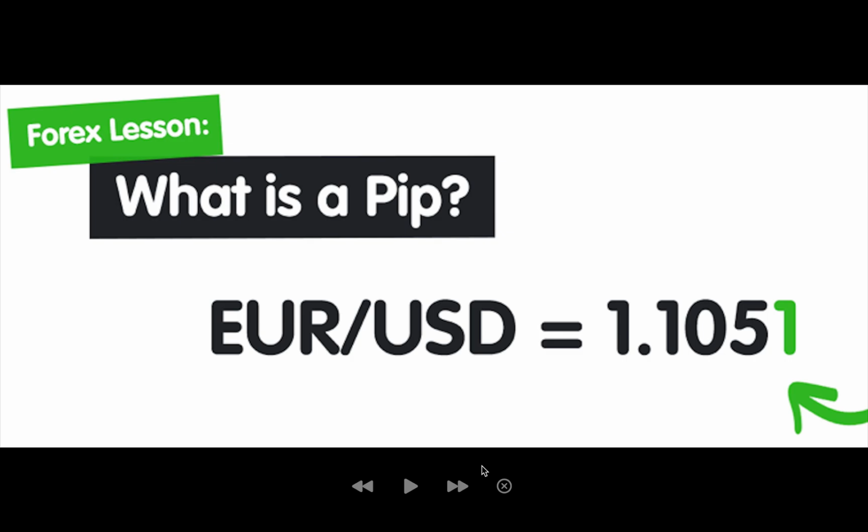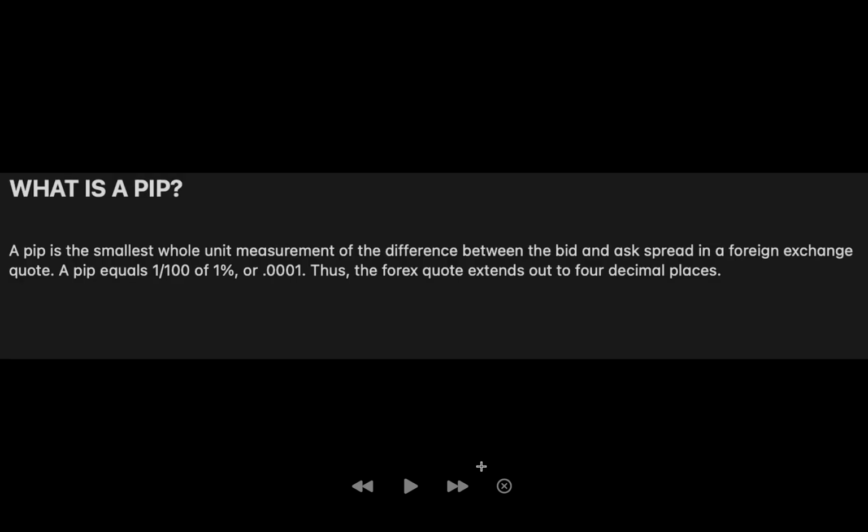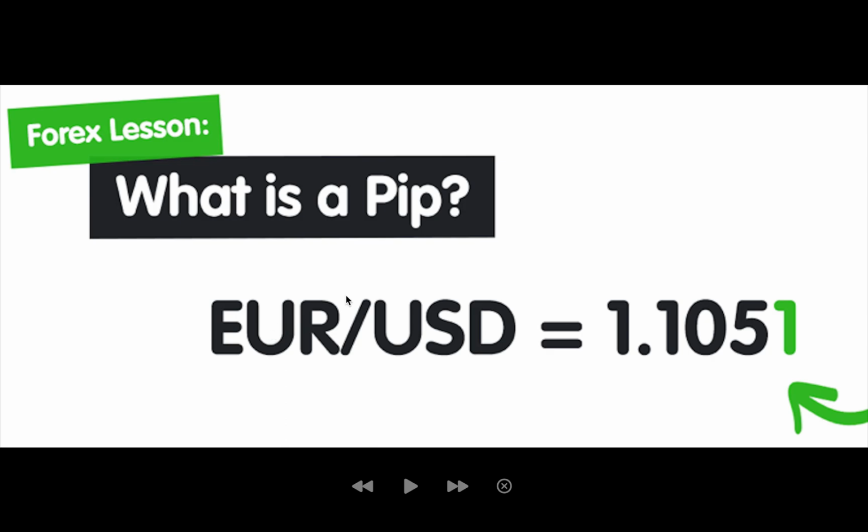So what is a pip? A pip is the smallest whole unit measurement of the difference between the bid and the ask spread in the forex exchange quotes. I explained quotes in my previous video, where I said the quote is the second currency while pairing currencies together. While you're pairing Euro and USD, the second one, which is the USD, is called a quote, while the Euro is called a base. So this is a base and this is a quote.